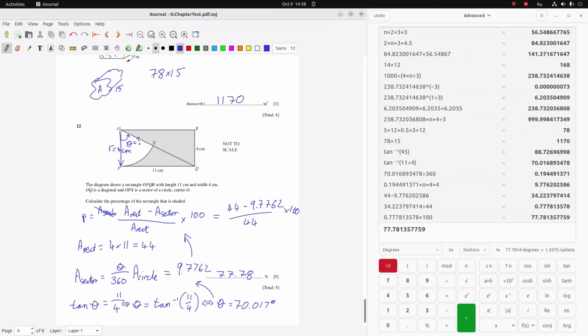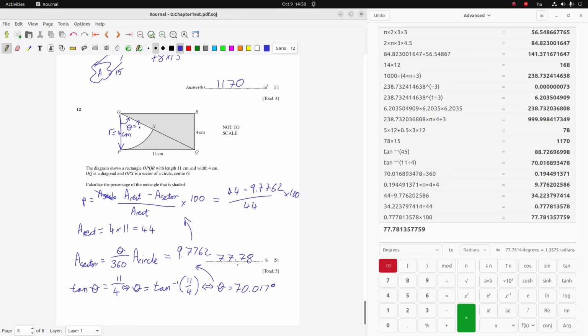Does that make approximate sense? Does this gray area seem like it could be 77.78% of the whole rectangle? I think so. So I'm going to leave it at this.